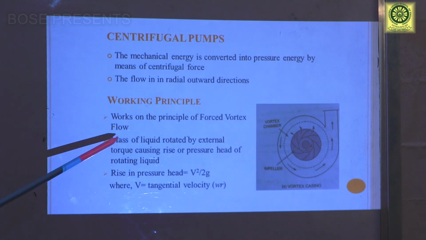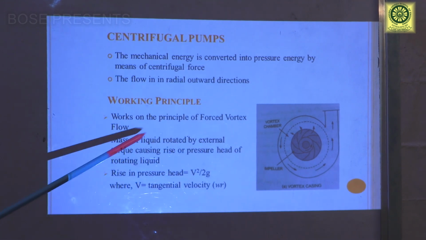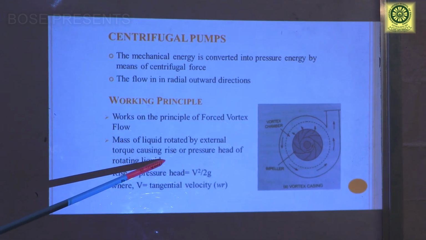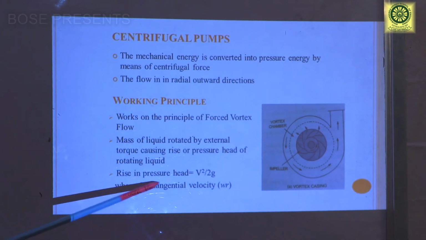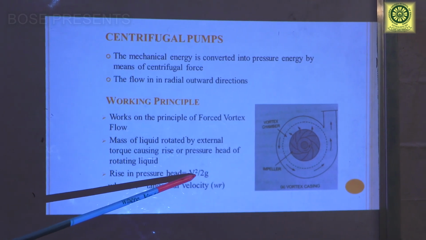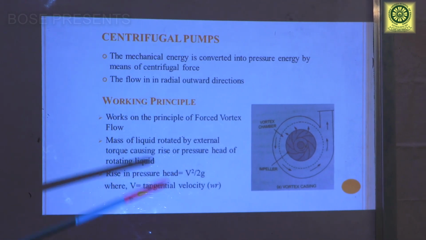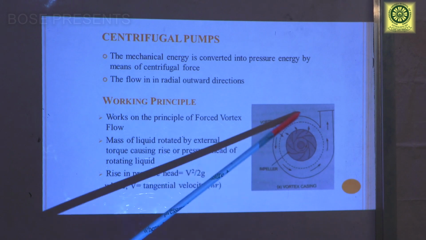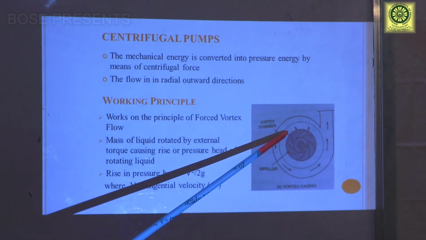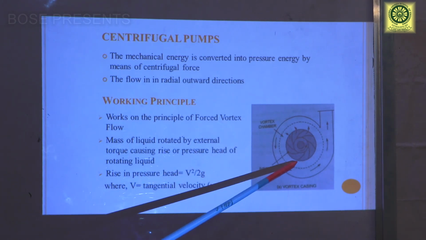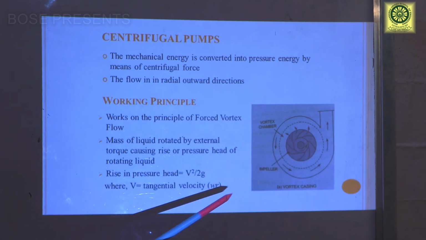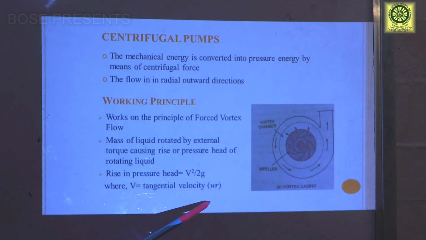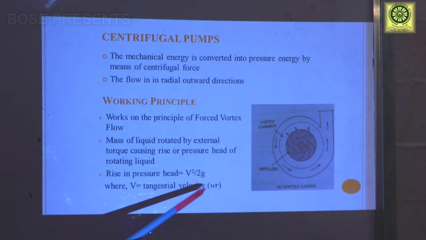We can also say that the mass of liquid rotated by the external torque causes a rise in pressure head of the rotating liquid. This rise in pressure head can be denoted as V square by 2g, where V is the tangential velocity. Here it is rotating; this is the inner radius and this is the outer radius. So the tangential velocity exists at both the inner radius and the outer radius, and the tangential velocity is directly proportional to R, as V is ωR.